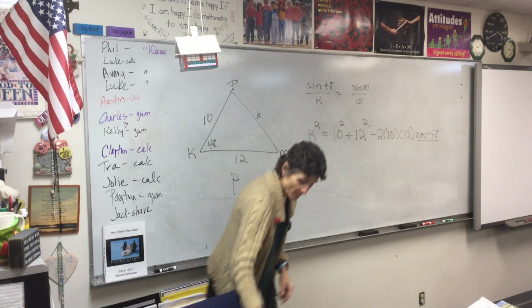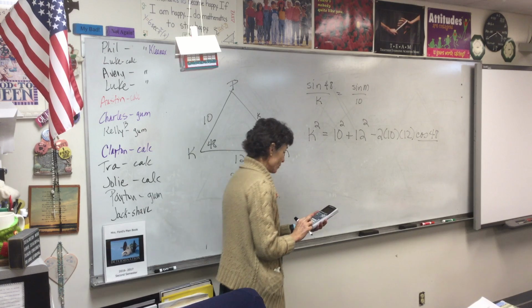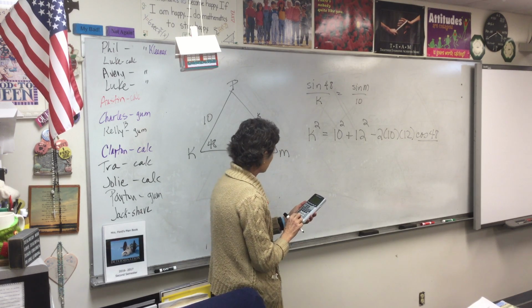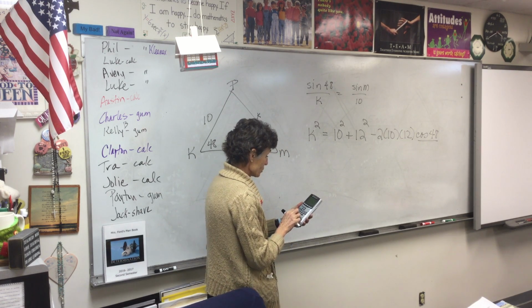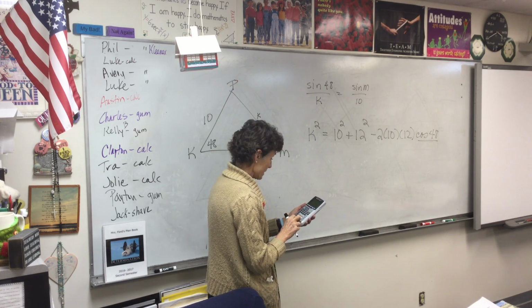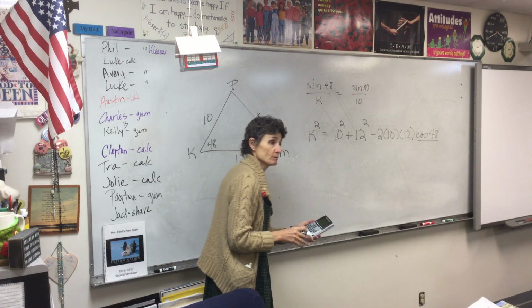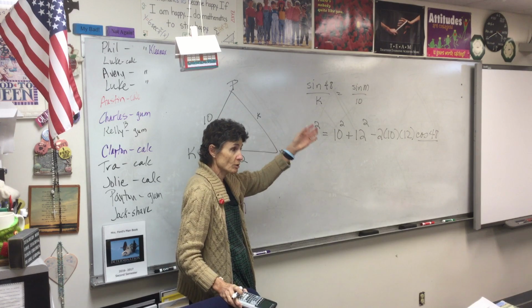So let's type it in. And the good news is you can just type that in. You don't have to do anything fancy. You just type 10 squared plus 12 squared minus 2 times 10 times 12 times cosine 58 equals. Just type it in. Straight across just like you wrote it.